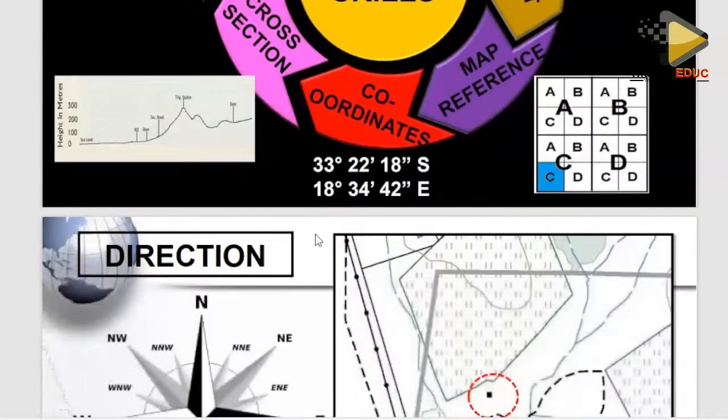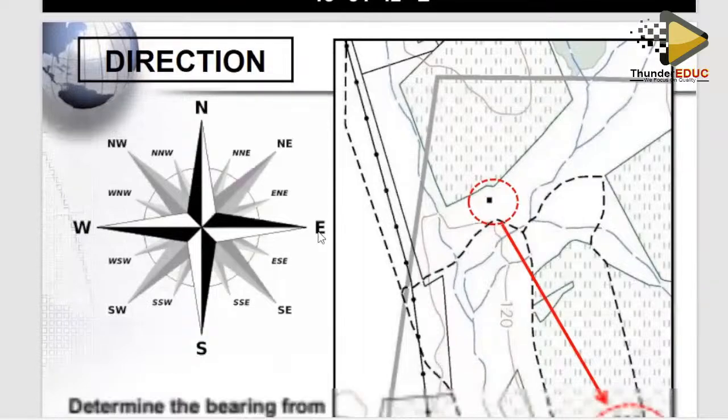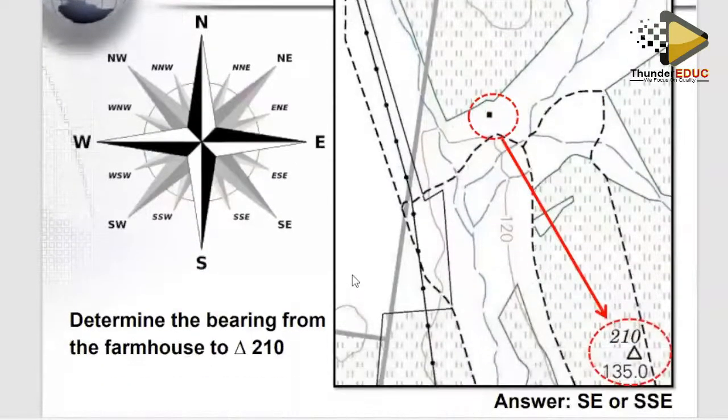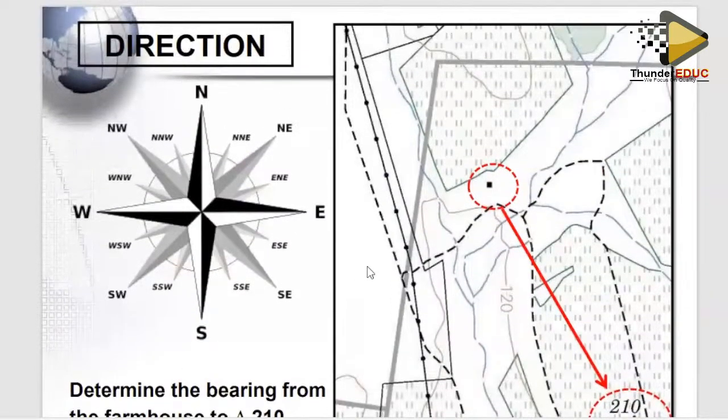So here we are going to look at direction. Basically, when we're looking at direction, we are looking at the position or the location of one feature from another feature using the points of the compass. When we look at the points of the compass, we have our major points here: the north, the west on the left, the south, and the east. Those are our major 4 points of the compass.